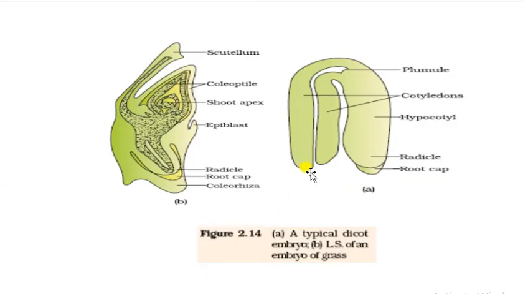Now, if you see diagram A and diagram B, diagram A is a dicot embryo, where we can see two cotyledons. There is the hypocotyl, radicle, root cap, and a plumule. On the other side, there is a diagram of the embryo of grass, which is a monocotyledon, where only one cotyledon is present towards the side. Along with that, it consists of the shoot apex, radicle, and root cap. The shoot apex is covered by the coleoptile, and the radicle is covered by the coleorhiza.